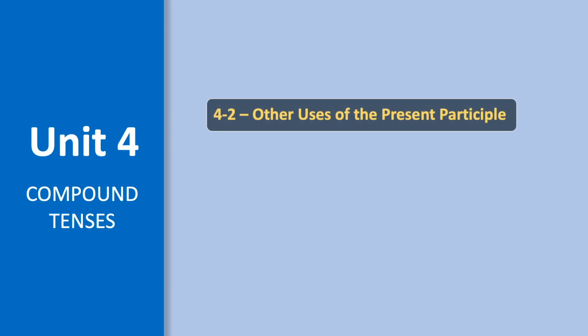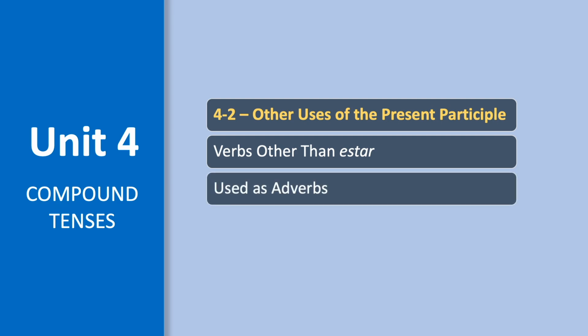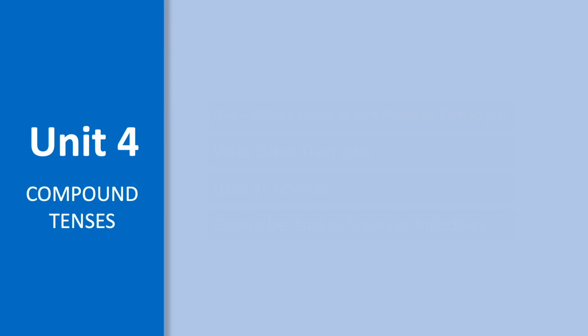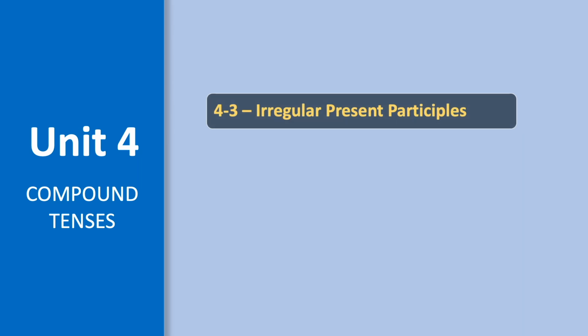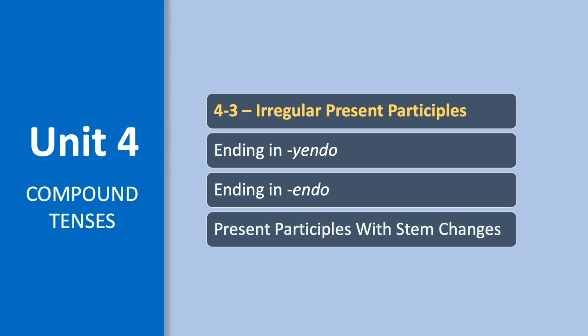There are other ways in which the present participle can be used outside of the progressive tenses, so there are other verbs besides estar that can be used in combination with the present participle. The present participle can also be used as an adverb, but not as a noun or adjective. Irregular present participles include those present participles ending in yendo and endo, and certain present participles with stem changes.